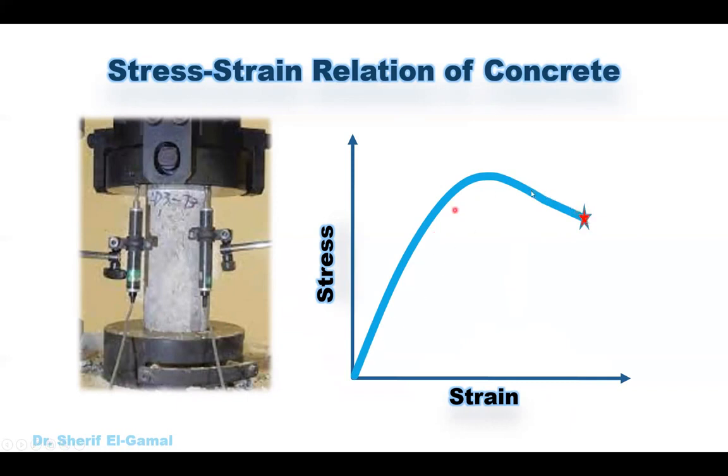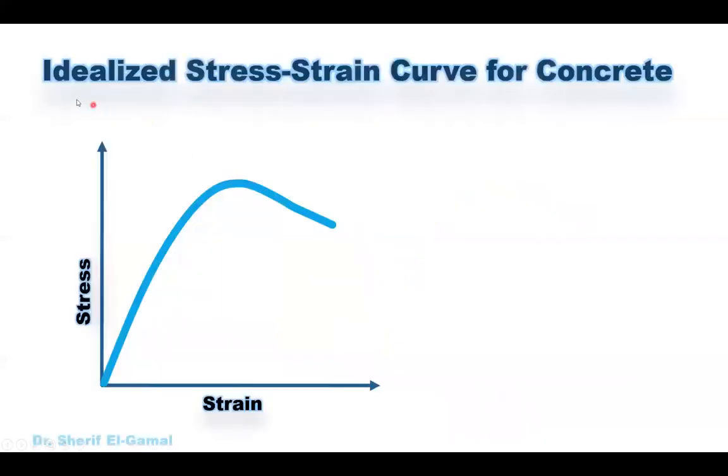However, this stress-strain curve, you can see it is non-linear and it's difficult to be used to analyze and design reinforced concrete sections. So different design codes use an idealized stress-strain curve. They have to make changes to simplify this stress-strain curve to be easier for engineers to use in the design and in the analysis of the section.